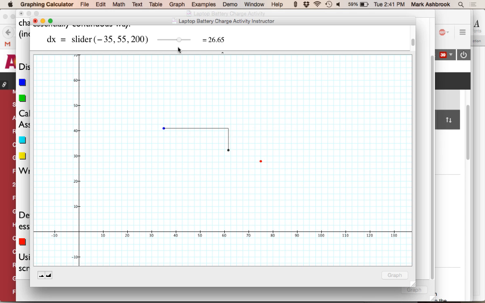So this one is going to be y equals, y equals whatever.